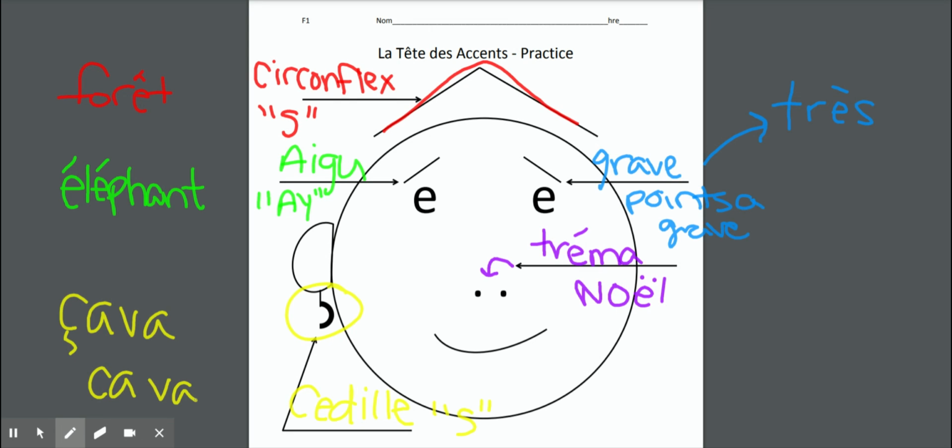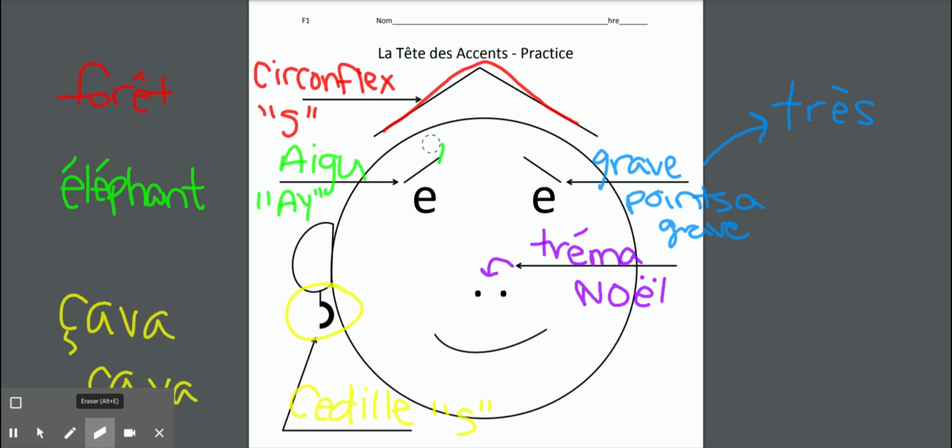So real quick review for today. We have the circumflex up at top. And so the circumflex replaces the S pretty much in French. So an example that we had was forêt. So forêt in French means forest. And so you can see that the circumflex replaces that S. The next one that we had was the accent aigu. And so the aigu makes an A sound, and it points upward. If that helps you remember that it points upward, that might be helpful.